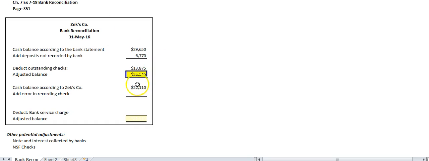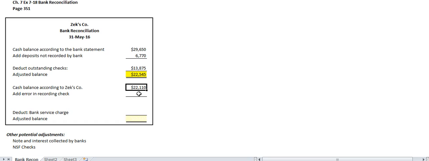Should all outstanding transactions, deposits and outstanding checks be recorded by the bank, right? So, but there's also adjustments to be done on our side. So we start off with our book balance of 22,110. Now let's see what it says here.